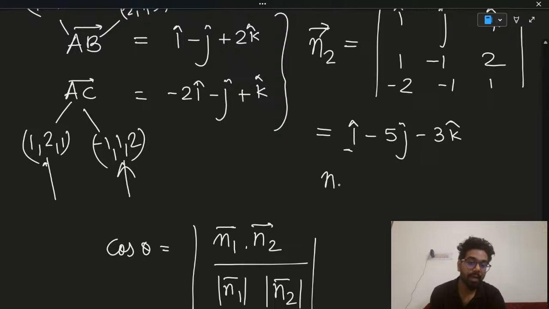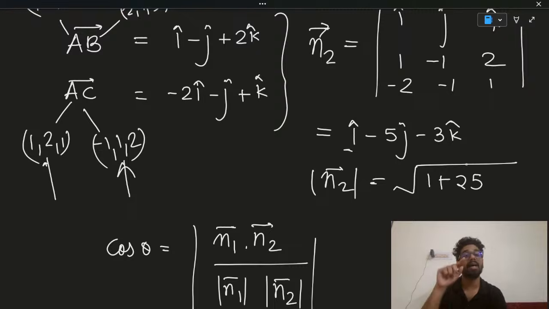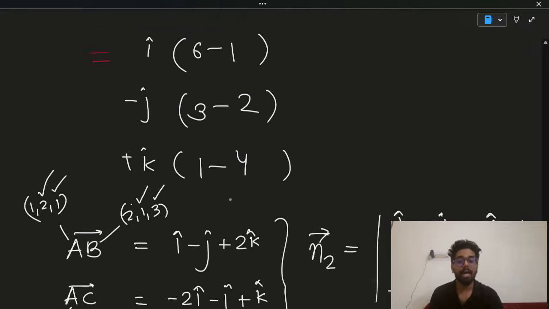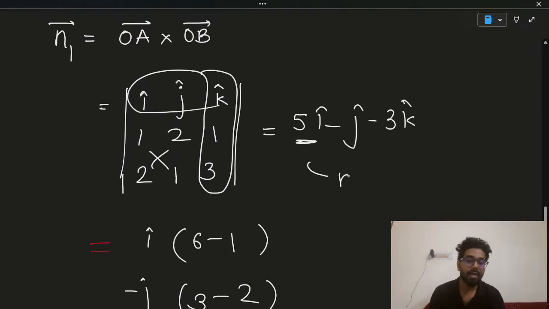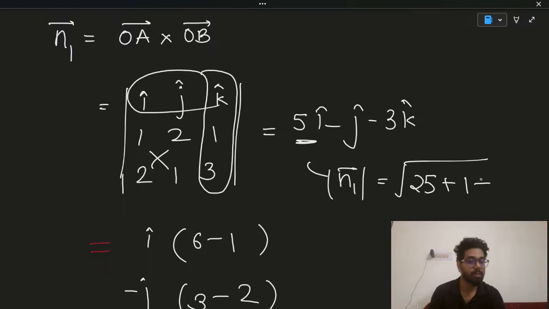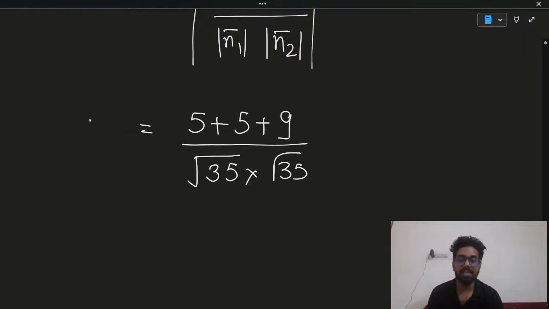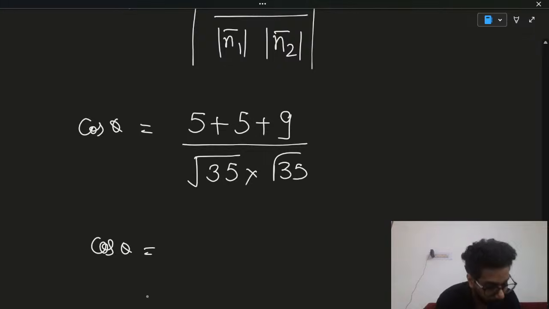What is the magnitude of the n2 vector? I have also discussed this in the first question. So, 1 square plus minus 5 square is 25, plus minus 3 square is 9. So, this is 35, so root 35, multiplied by the n1 vector magnitude, which is 5 square is 25 plus minus 1 square is 1 and minus 3 square is 9. Again we have root 35. Done. Root 35, and this is cos theta. So, cos theta equals, now there is no need to apply mod.